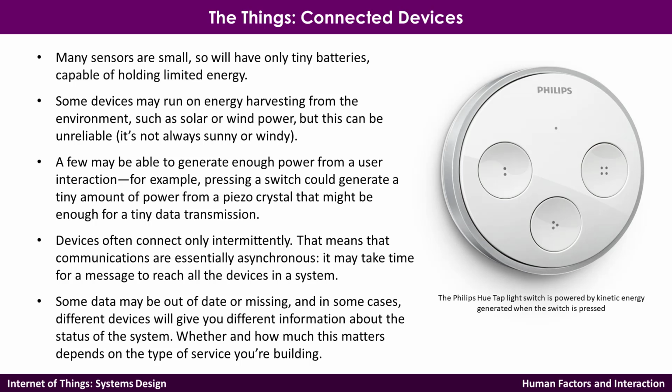When you're selecting a power source, it depends on the size of the sensor or the device as well. If your device is small, you probably end up using a smaller power source, like small batteries with limited energy. Some devices could employ energy harvesting, such as solar or wind power, but it could be unreliable as well. So you may need some kind of battery source.